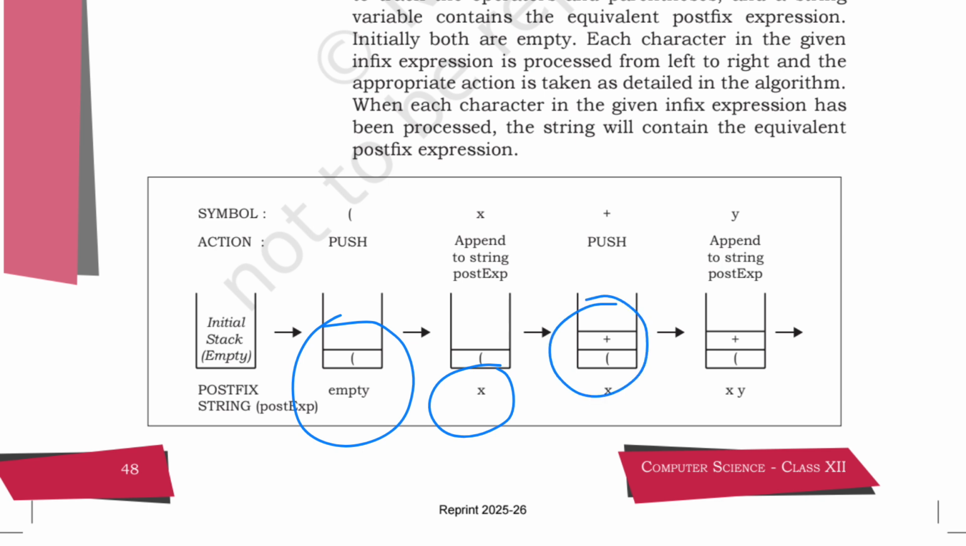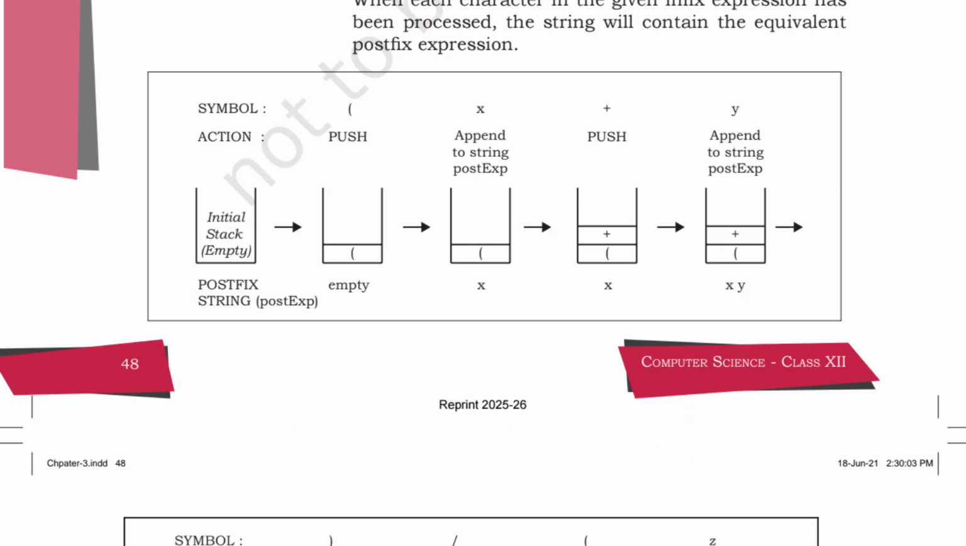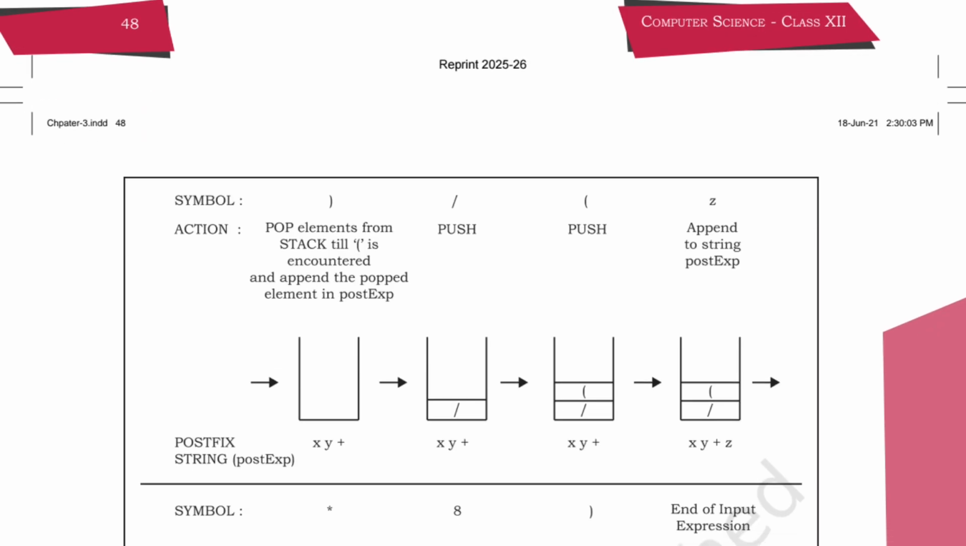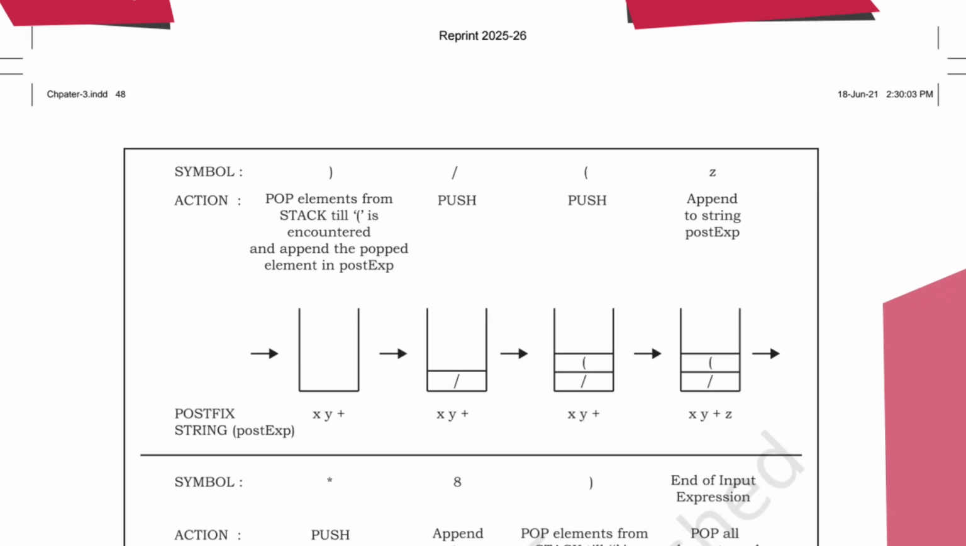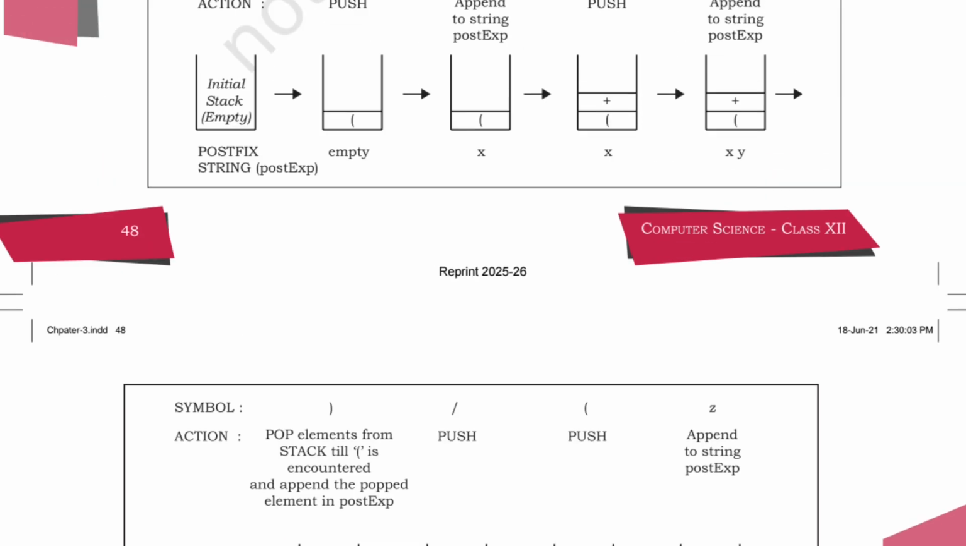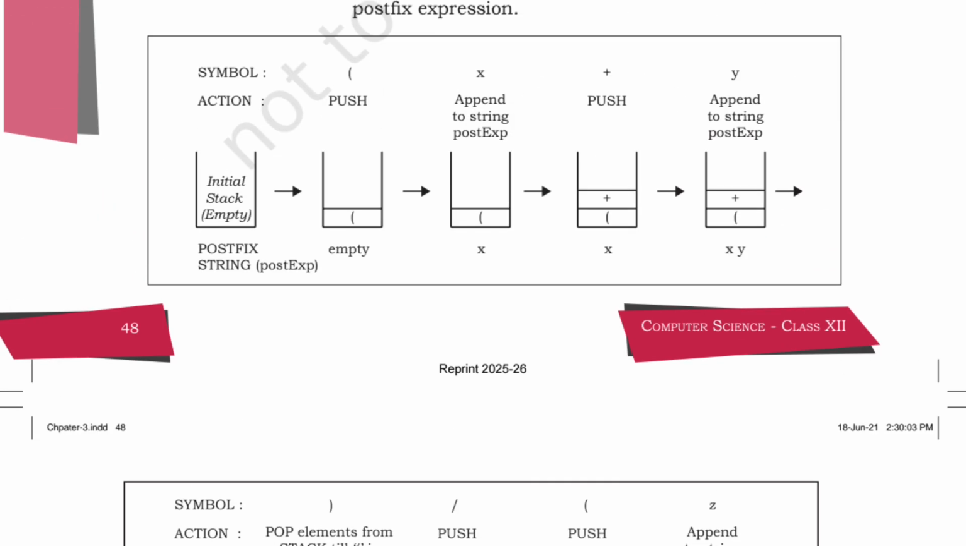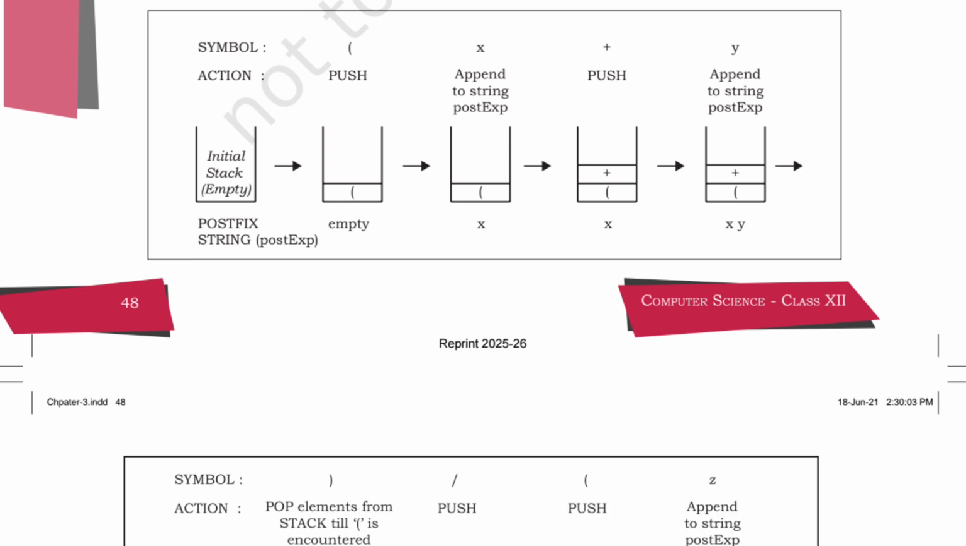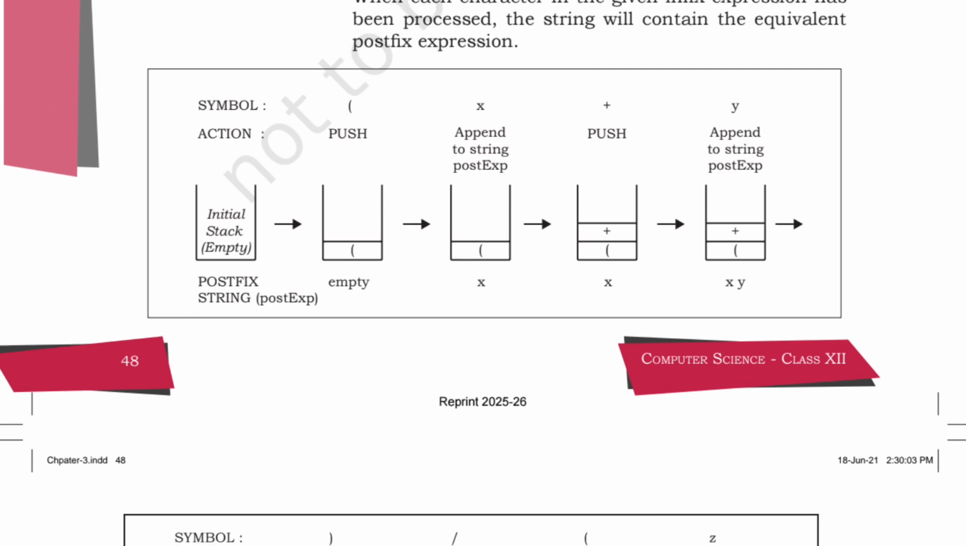So plus will be there. Then again append y. So y is there. So what will be the expression over here? You have to consider x into y. Why x into y? Not x plus y? This was mistakenly written as x into y. This is x plus y. Over here x plus y should be there.